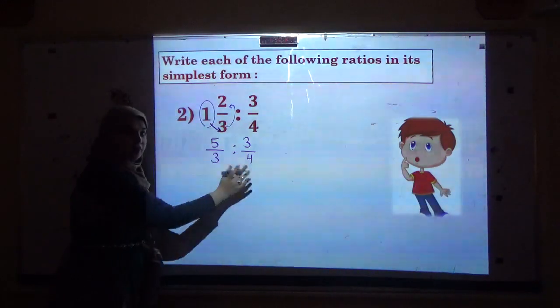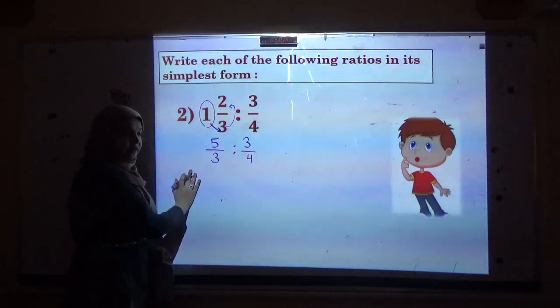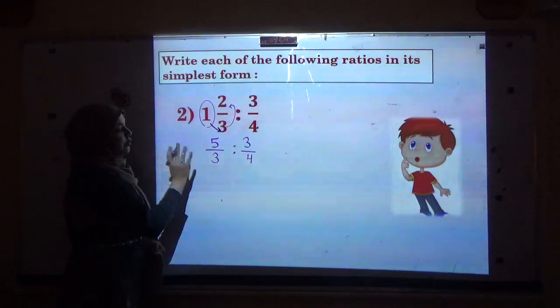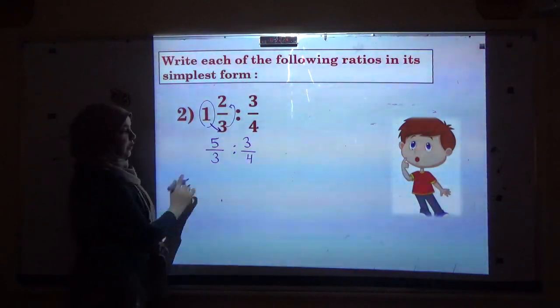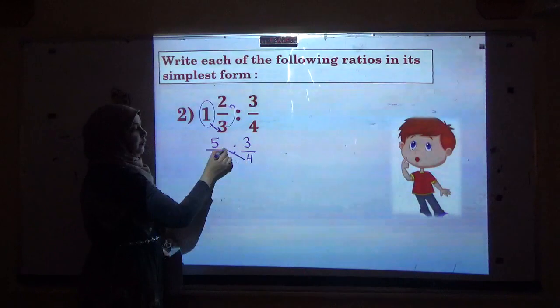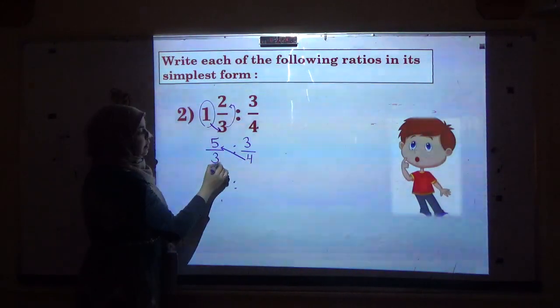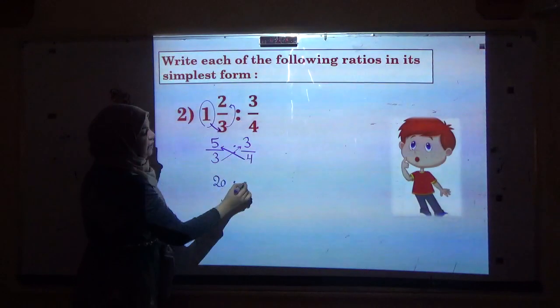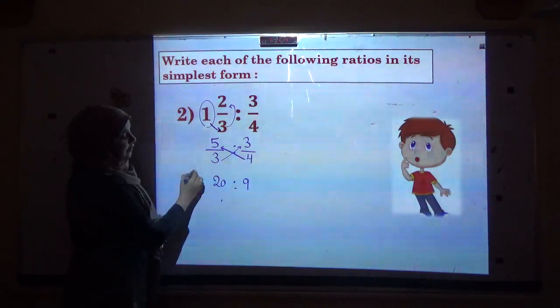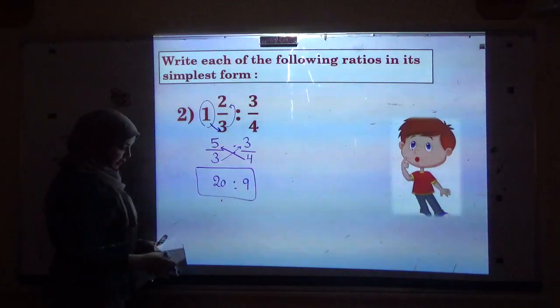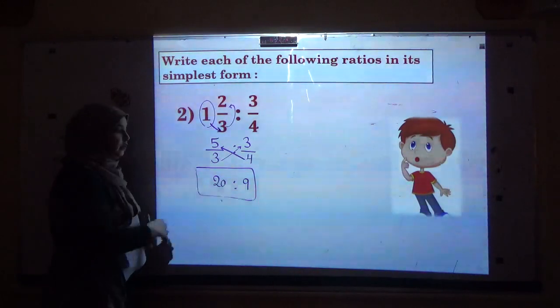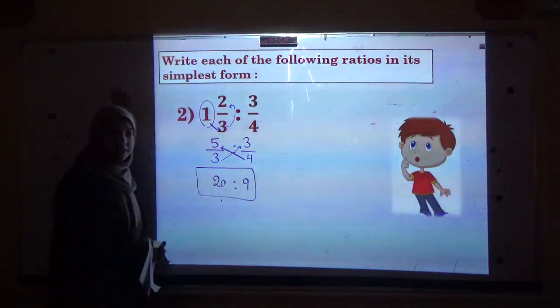Now, if the two terms of the ratio are fractions, we can use cross multiplication. Multiply 4 by 5 equals 20, and multiply 3 by 3 equals 9. The ratio 20 to 9 is in the simplest form because there is no common factor between 20 and 9.